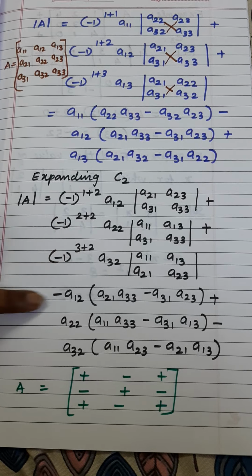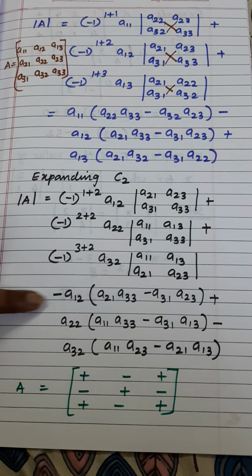So what are the respective signs of the elements? A11, an even number, plus; odd number, minus. So these are the respective signs. If you are going to expand the first column, second column, third column, or first row, second row, third row, use these respective signs. You don't want to write minus 1 power something each and every time. Now we'll see an example.